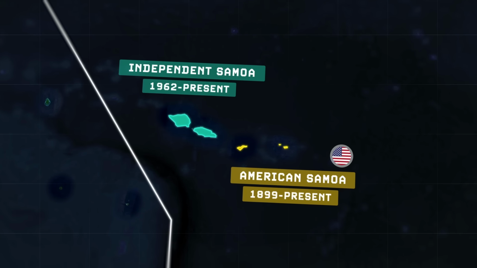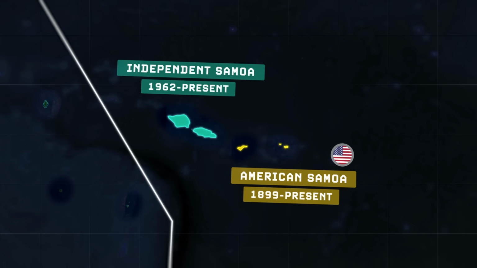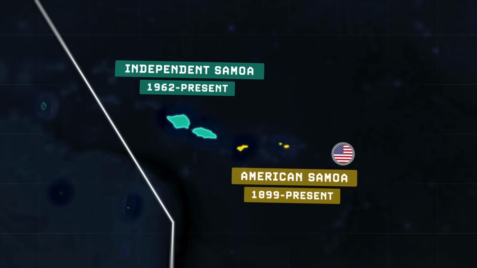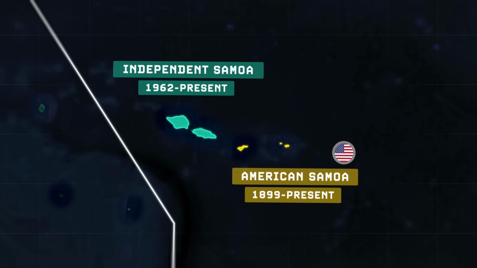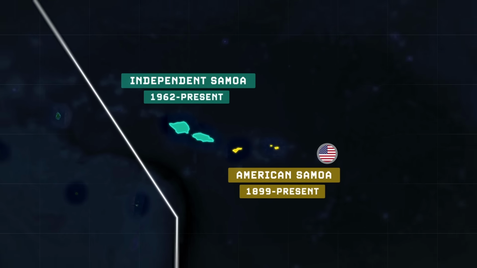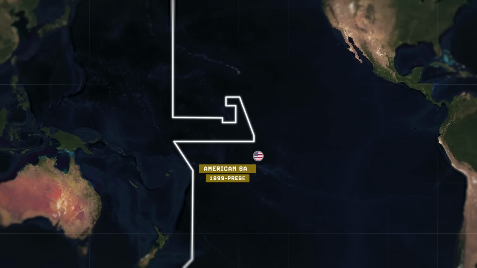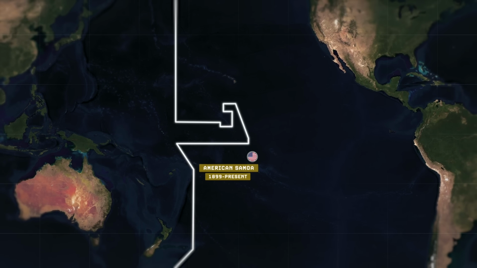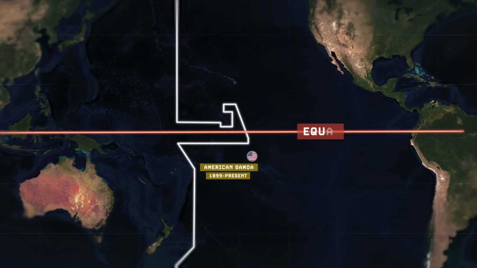The American-controlled part of Samoa, however, has remained a part of the United States ever since, and it continues to officially be an unincorporated territory of the US to this very day, representing the southernmost piece of US territory anywhere in the world, and the only inhabited part of the United States to be located south of the equator.